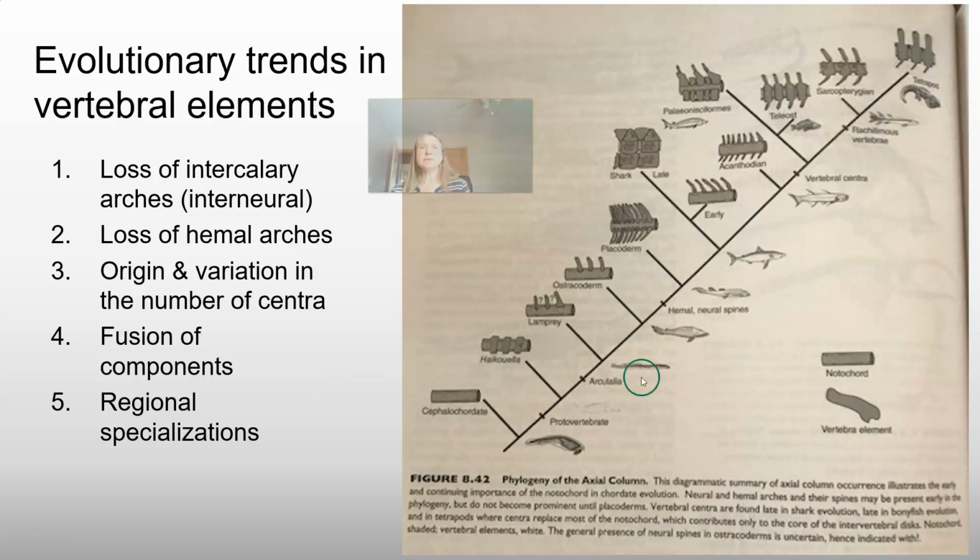Once we develop these vertebrae, we're going to see loss of these intercalary or interneural arches, like bony elements in between these arches. We're going to see the loss of the hemal arches. Here we have them in fish, but we see a loss of that in tetrapods. We see the origin and variation in the number of centra, so again, whether it's cut up or fused. We see fusion of components, and then, of course, regional specializations.